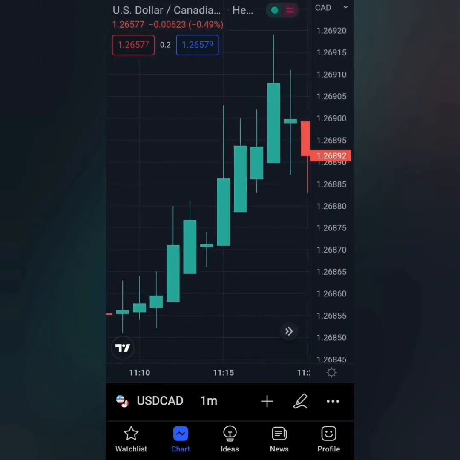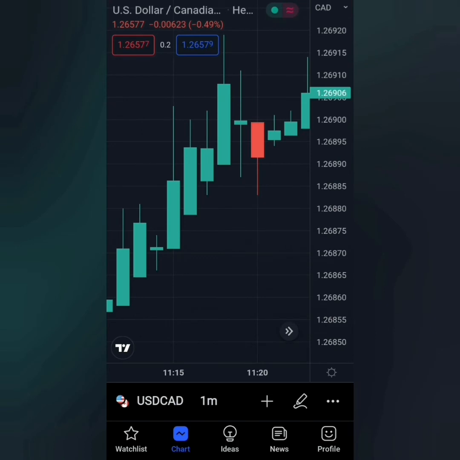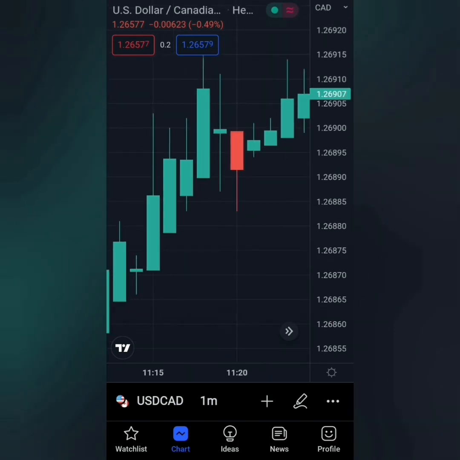So it's the same for buys. You would have a buy here, and you would have closed the buy right here.